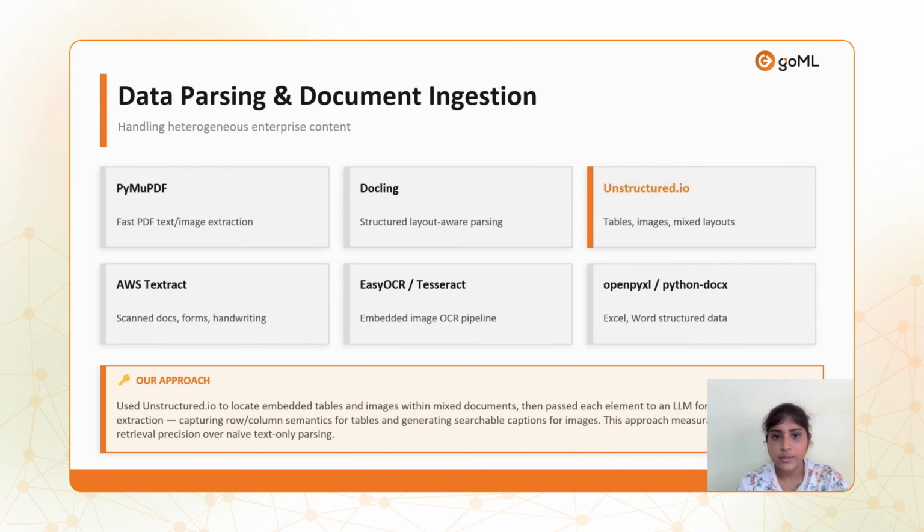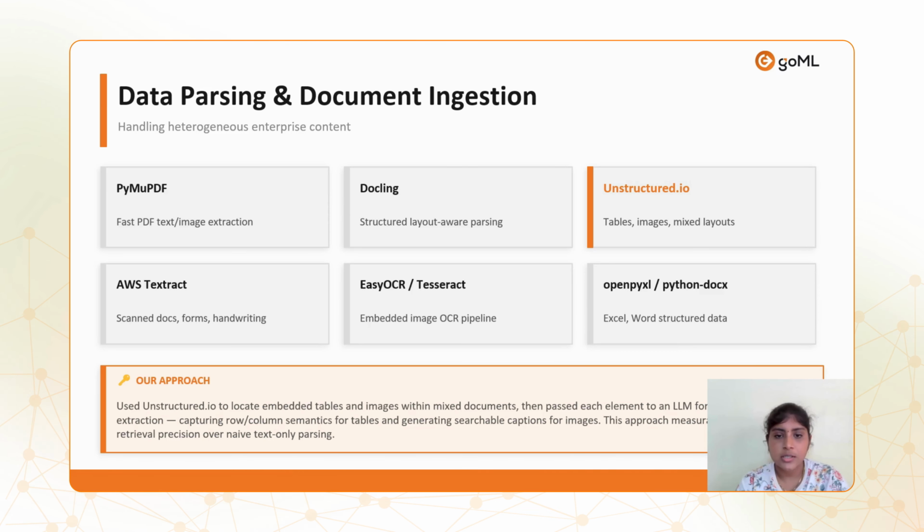When it comes to enterprise mixed content documents, the ones with embedded tables, scanned images, charts, plots, figures, all on the same page, we used unstructured.io in most of our projects. It locates element boundaries and classifies content type. Like it would be able to locate text content and then table and then images. It is also used to identify the layout.